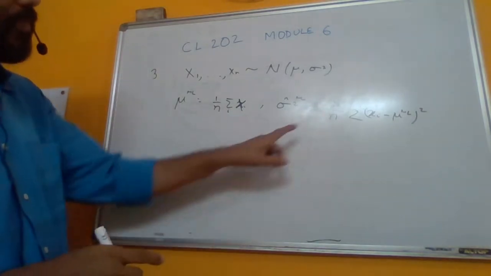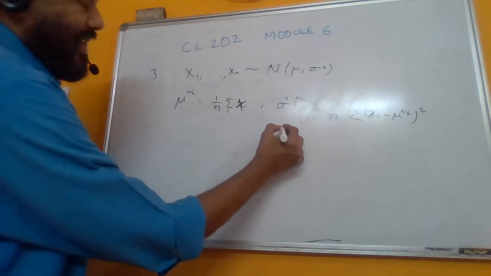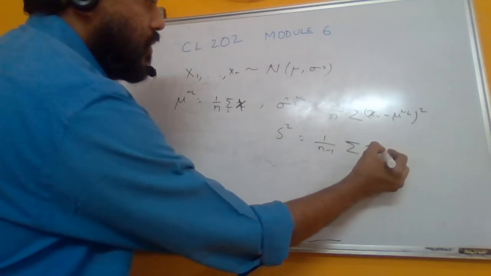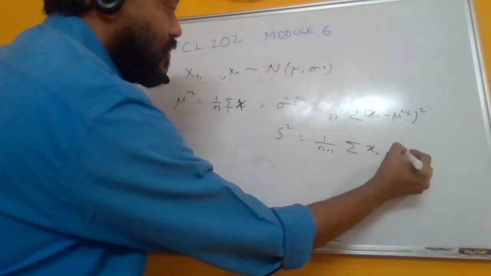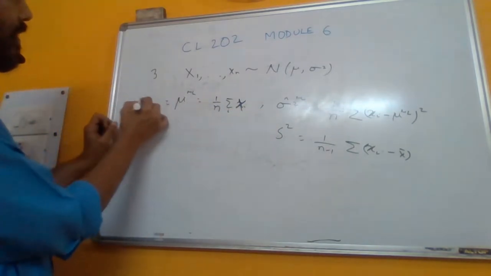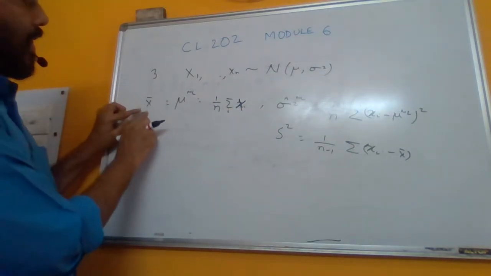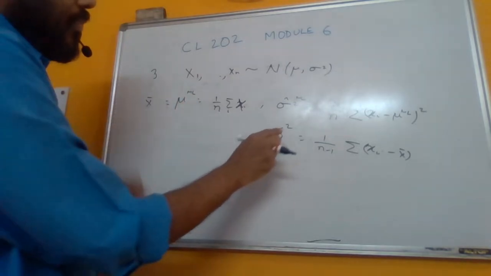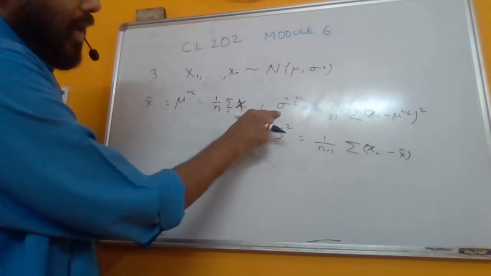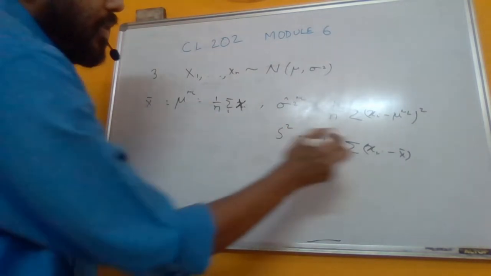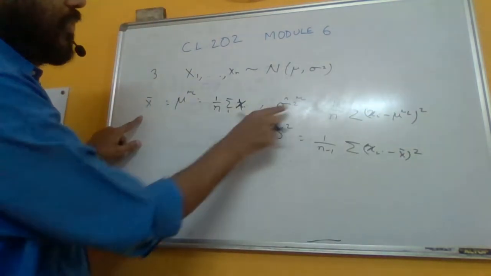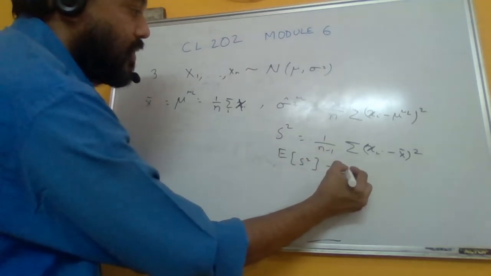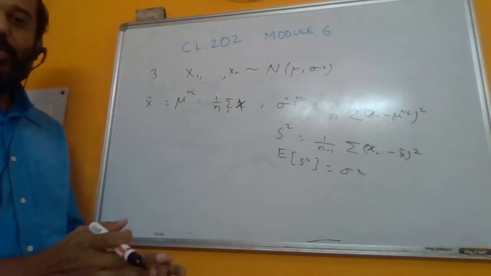And we had made a point. Recall that the sample variance is 1 over n minus 1 times summation of xi minus x bar. Incidentally, x bar and these are same. The sample mean is the maximum likelihood estimate of the population mean, and this is the sample variance and the maximum likelihood estimate of the population variance. So while these two were same, these two are different, and we have shown that the expected value of S square was sigma square. This is something we had shown in the class.